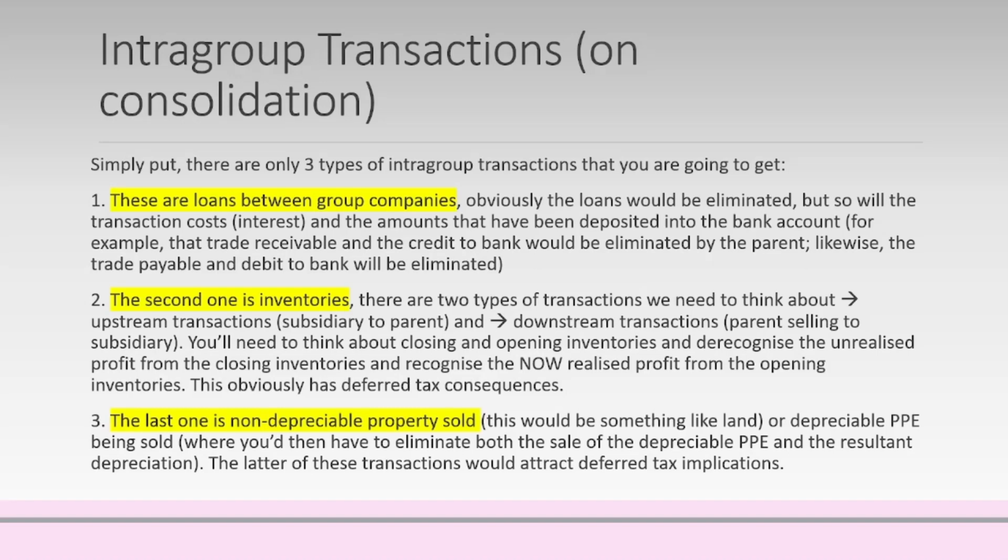And the last one is non-depreciable property sold. So that would be things such as land or depreciable property, plant, and equipment being sold. That would be something such as PPE, and you'd have to recalculate the depreciation. The depreciable PPE would obviously carry deferred tax implications, but land will likely be exempt in terms of section 12.15.